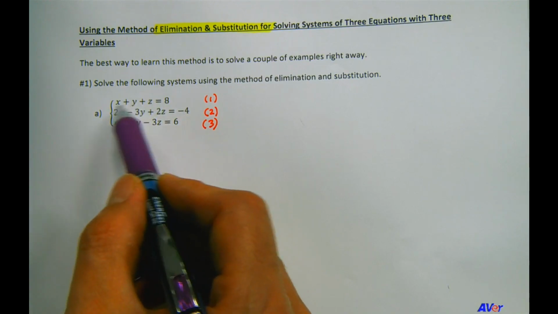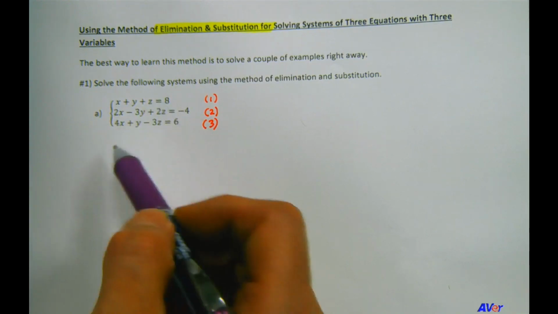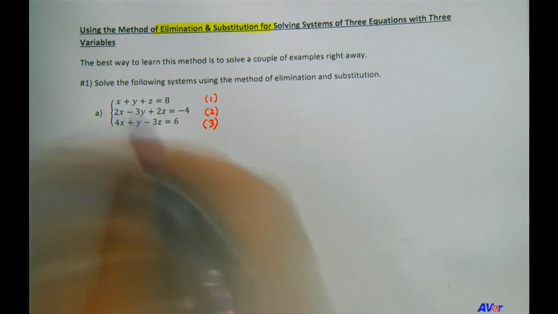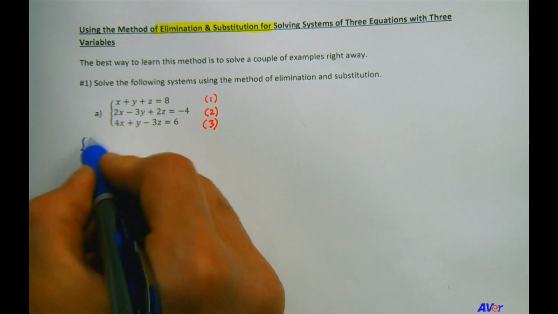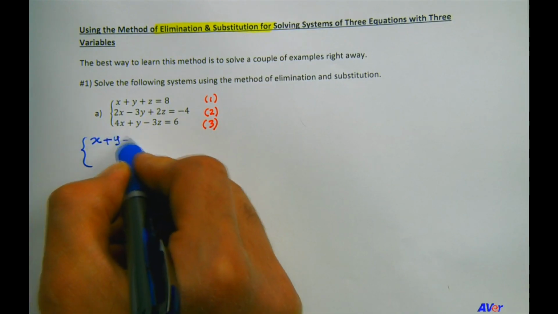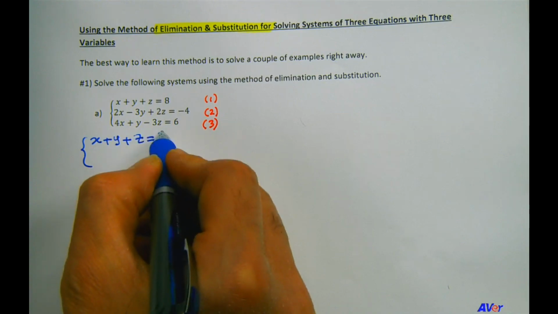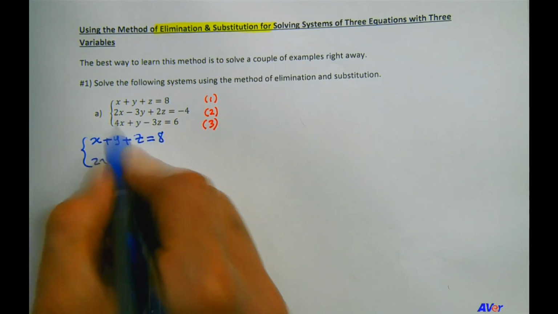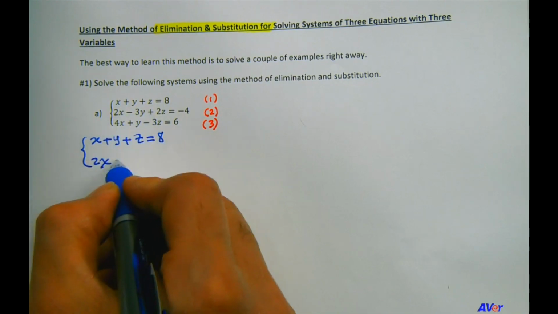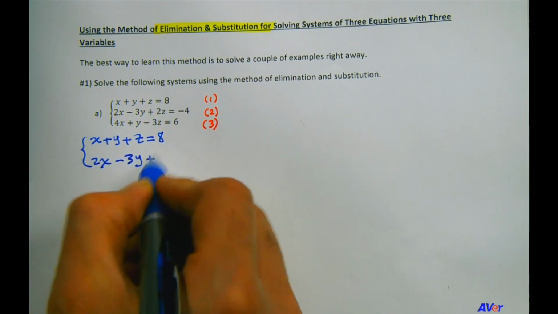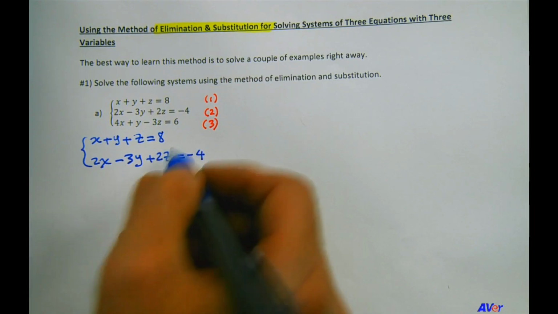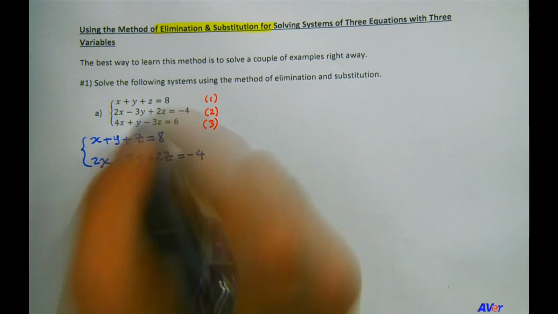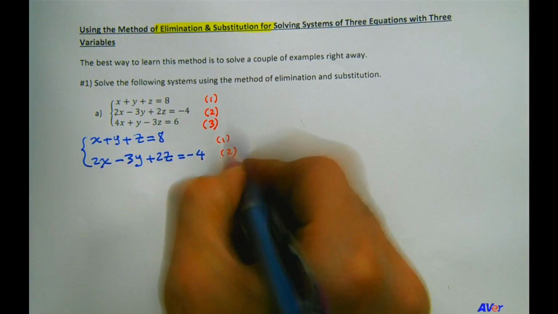And usually what I recommend is that you use the easiest equation in both pairs of systems. Okay? That's what I mean. So for one pair, let's take one of the equations, x plus y plus z equals 8. And then let's pair that up with the middle equation, 2x minus 3y plus 2z equals minus 4. So that's one pair, right? So we paired up equation 1 and equation 2, right?